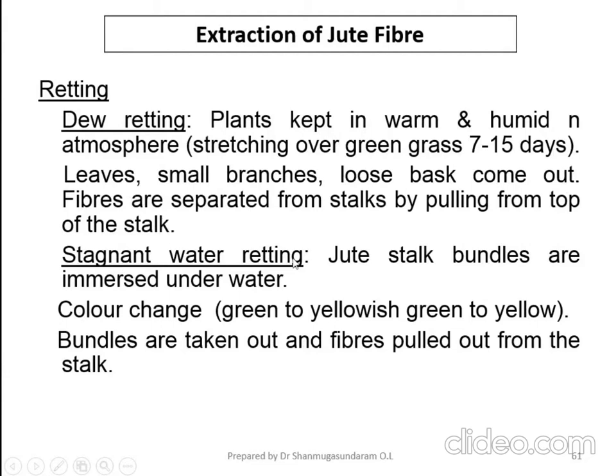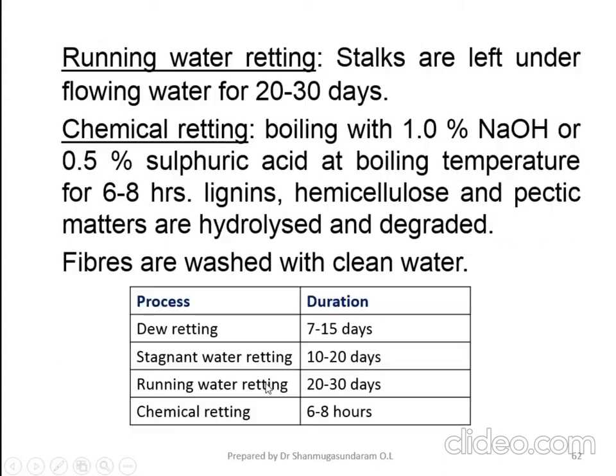Then stagnant water retting. Jute stalk bundles are immersed under water. The color changes from green to yellowish green to yellow. The bundles are taken out and the fibers are pulled out from the stalk. Then the third retting process is running water retting. The stalks are left under flowing water for about 20 to 30 days.